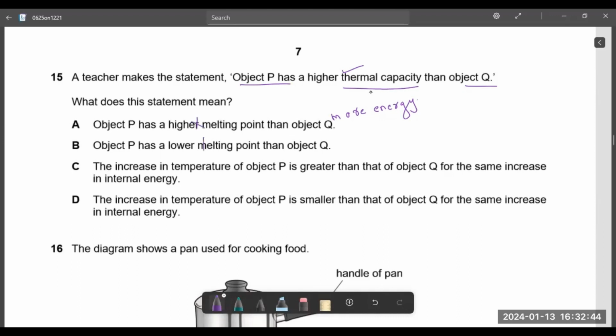This is wrong. This is also wrong. P has higher melting, lower melting. The increase in temperature of object P is greater than the object Q for the same increase in internal energy. This is actually wrong. This is just reverse. That is, increase in temperature of object P is smaller than the object Q for the same increase in internal energy because it requires more energy to change its temperature. So D is the right option.